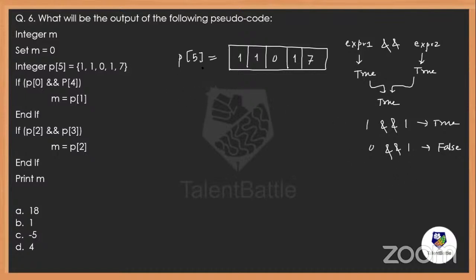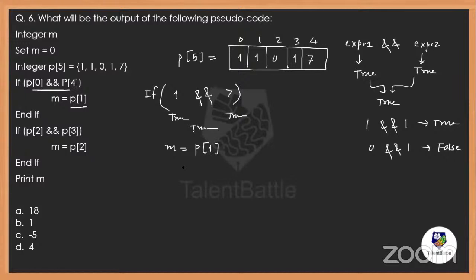Now the array is p of 5 equals 1, 1, 0, 1, 7. I will write down the indices also: 0, 1, 2, 3, 4. The first if condition says p of 0, which is 1, logical AND with p of 4, which is 7. Both are positive integers, meaning this is true and this is also true, so the entire result is true. When the entire result is true, the condition is true, so the value of p of 1 will become the value of m. So m equals p of 1, and p of 1 is 1. So m equals 1.